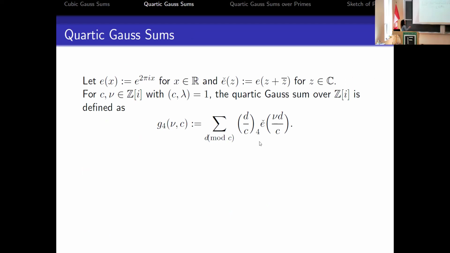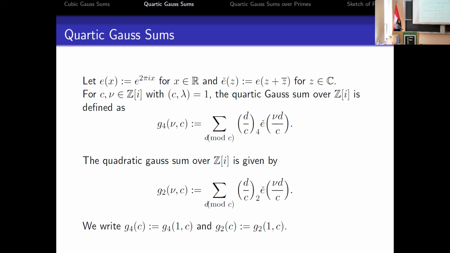Now the quartic Gauss sum over Z[i] is defined associated with C. So we do a twisted one, I'm defining a more general Gauss sum here. That's where this nu comes in. So G sub 4 of nu, C is the sum over all D mod C of the quartic symbol D over C, and then sampled against that additive character. Similarly, we have a definition for the quadratic Gauss sum over Q[i]. Now, if nu is 1, then we're just going to call it G sub 4 of C, just the regular Gauss sum, an analog of the cubic Gauss sum that we saw earlier.